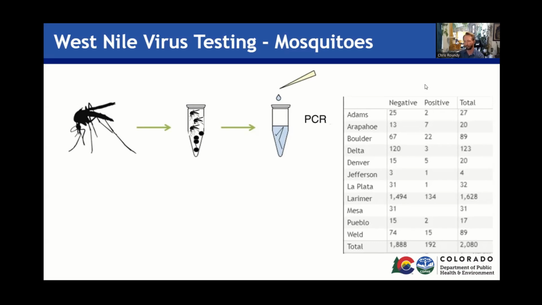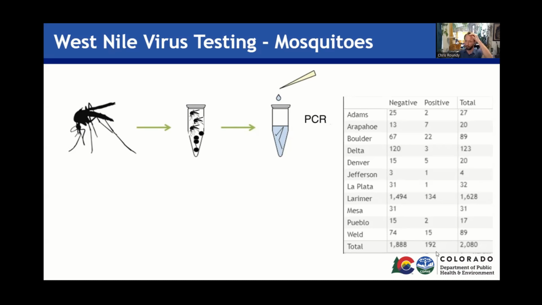On the right here is a part of the mosquito surveillance that we did last summer. So remember all of those terrible human cases. We tested about 2,000 mosquitoes and just shy of 2,000 mosquito pools.